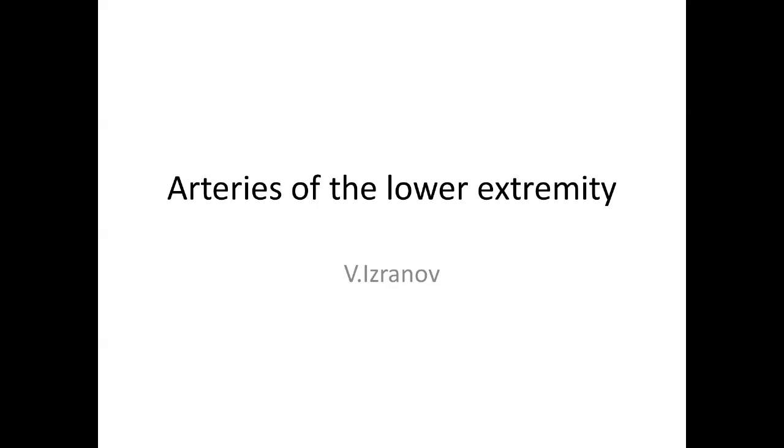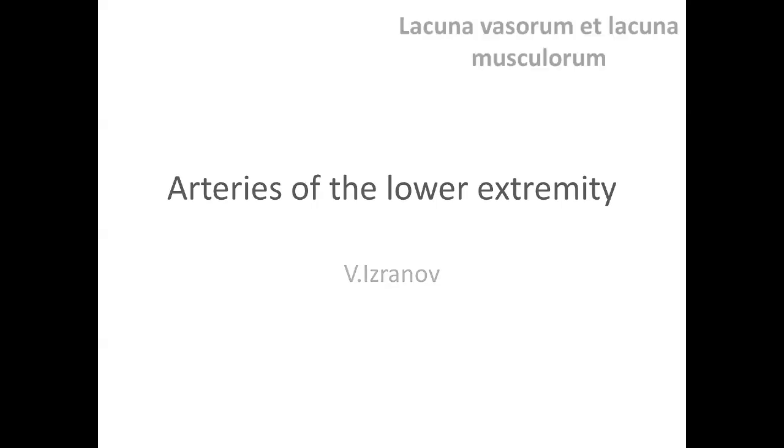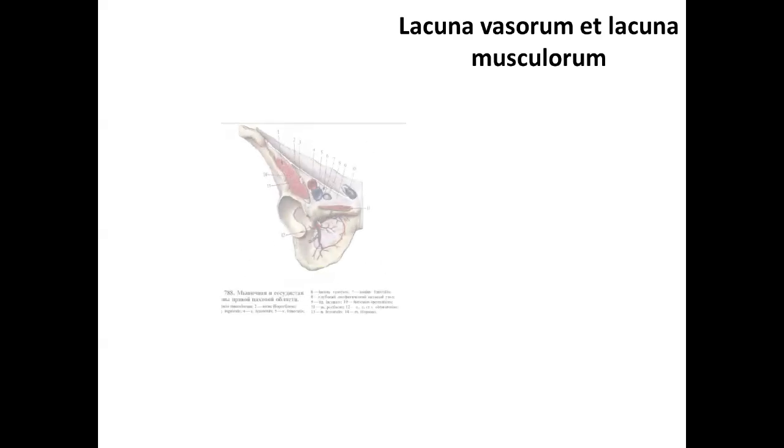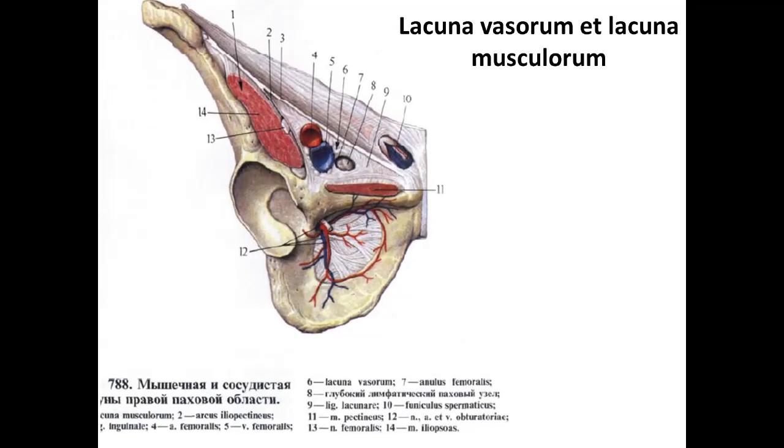Arteries of the lower extremity. First question we should discuss concerns these two old terms. We know these terms from first course, lacuna vasorum et lacuna musculorum. What is it? Here it is the picture from Atlas of Sinelnikov.